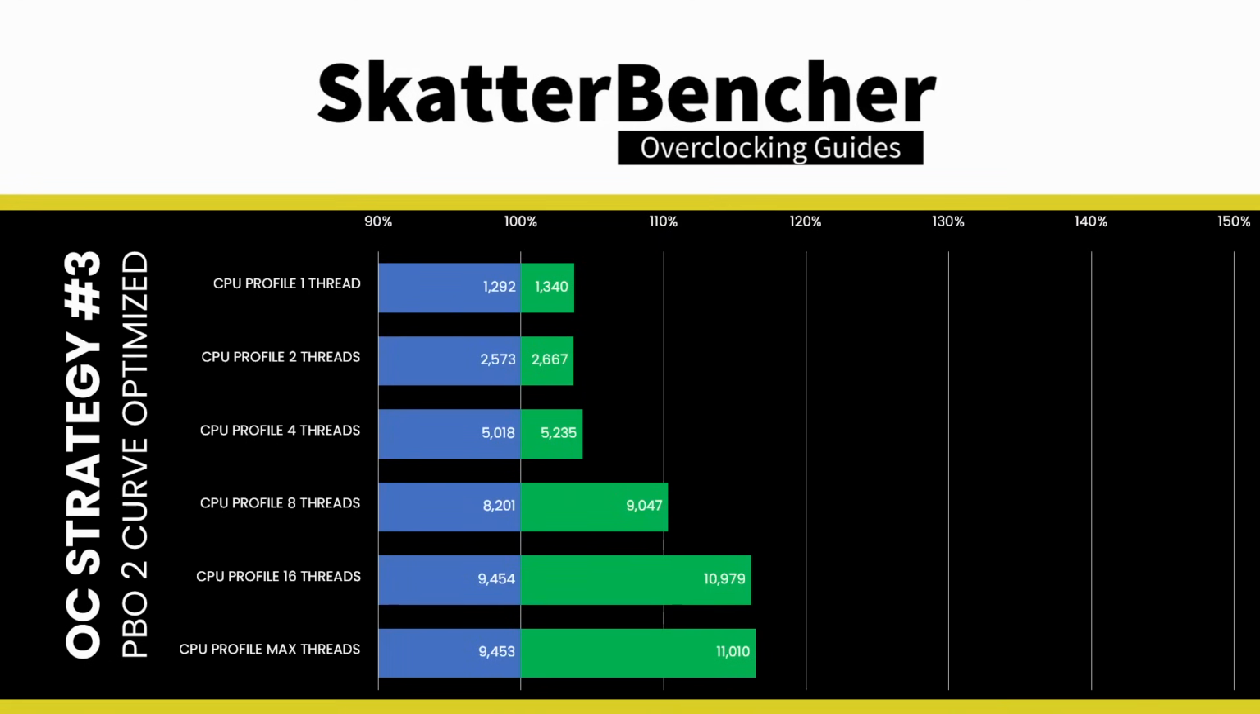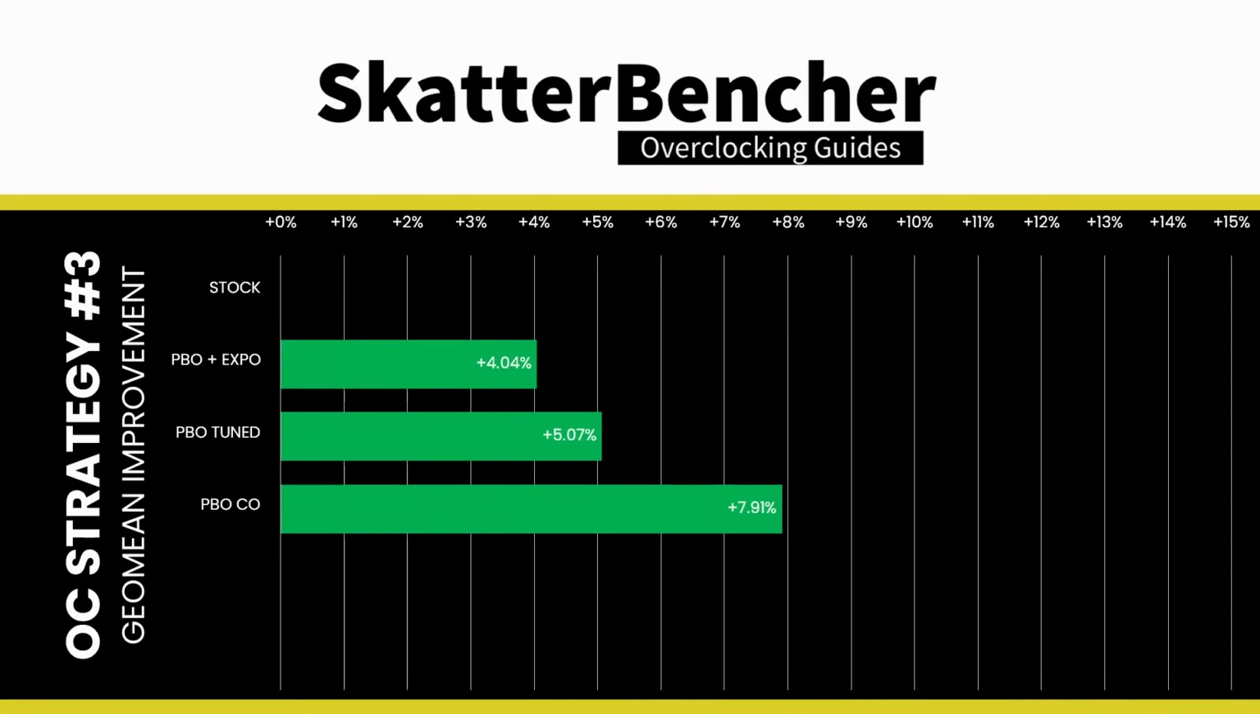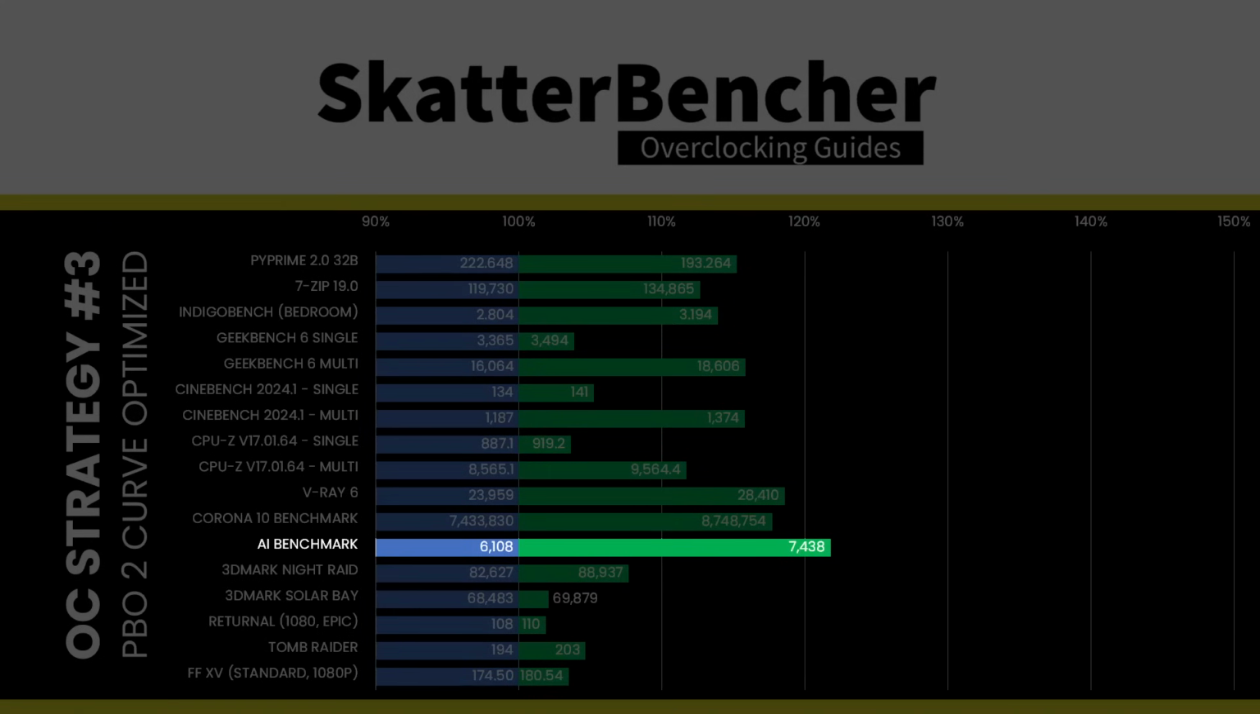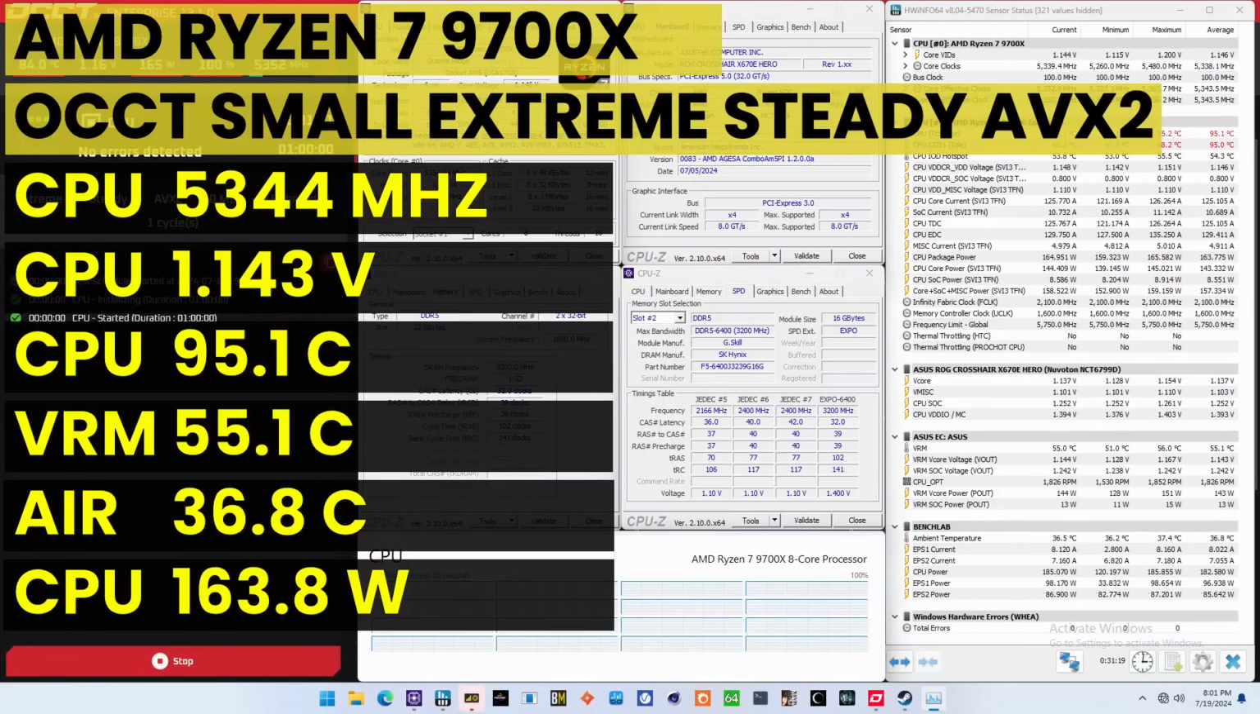It provides this Ryzen 7 9700X with a nice frequency and performance bump. The geomean performance improvement is plus 7.91%, and we get a maximum improvement of plus 21.77% in AI benchmark. When running the OCCT CPU AVX2 stability test, the average CPU core effective clock is 5344 MHz with 1.143 volts.